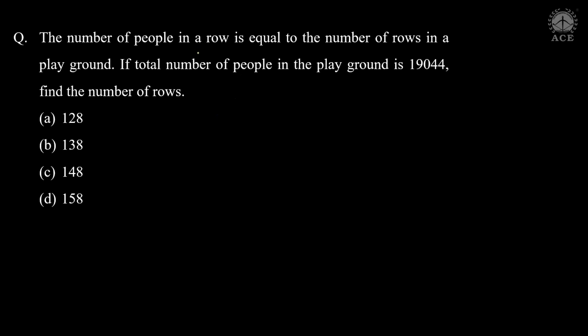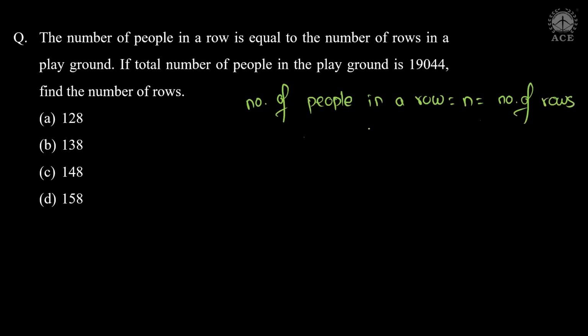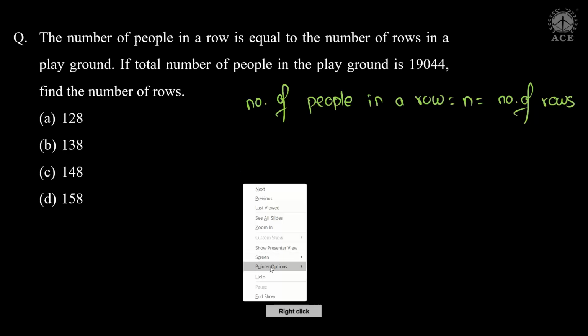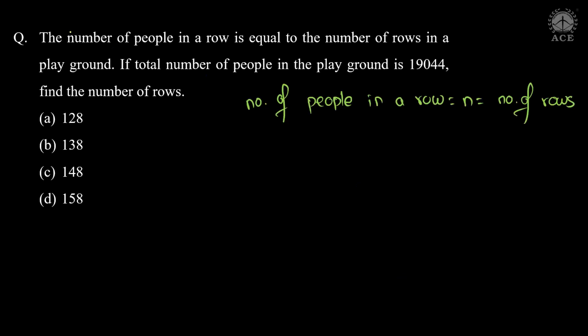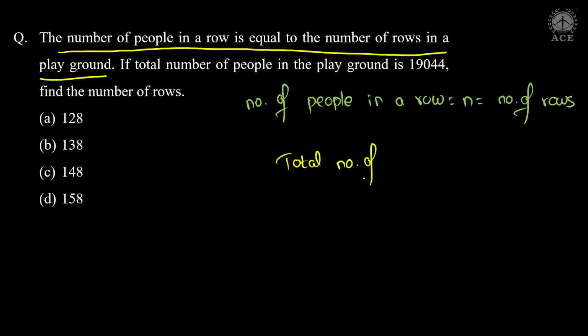The number of people in a row is equal to the number of rows in a playground. If the total number of people in the playground is 19,044, find the number of rows. So guys, suppose the number of people in a row is n, and that is nothing but equal to the number of rows as well. Let us consider the number of people in each row is n and the number of rows is also n. That's what we can understand from the given question. Both are equal. Now the total number of people: n rows, n people, right?